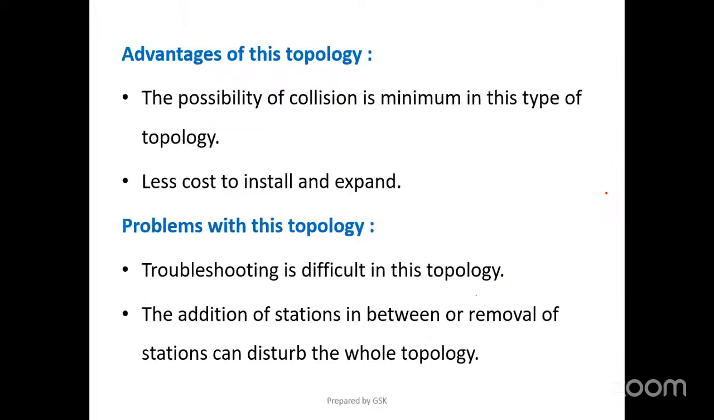Then coming to the advantages of this topology, the possibility of collision is minimal in this type of topology. Obviously, because we are using the token passing mechanism, only one system can send the data at a time, and the system which has the token is the only one that can send the data.